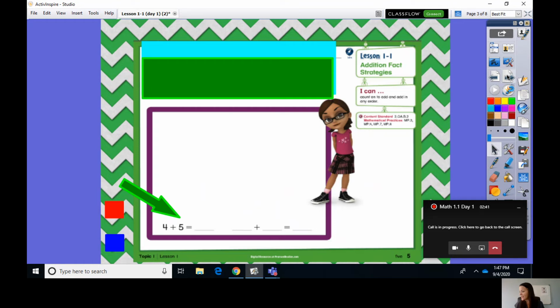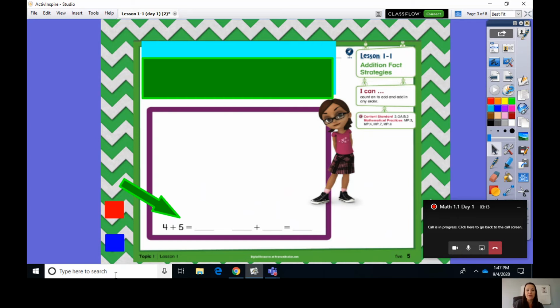Okay, so on page 5, it says, use cubes to show 4 plus 5. Now here you can draw your circles, you can draw X's, or you can use your counters that you just got. So I need you to add 4 plus 5. So I'm going to ask you to hit pause, go ahead and do that, and then join me back again.